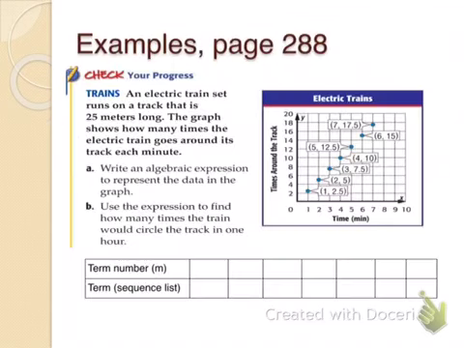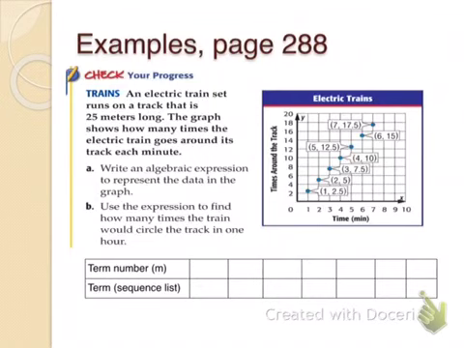All right, so we've got this example on page 288. It says an electric train set runs on a track that is 25 meters long. The graph shows how many times the electric train goes around its track each minute. Part A says write an algebraic expression to represent the data in the graph. So we need to record these ordered pairs.